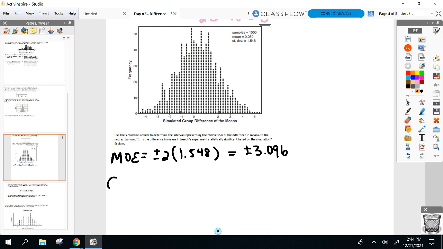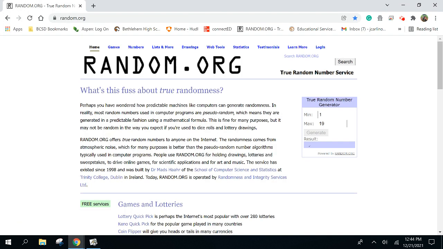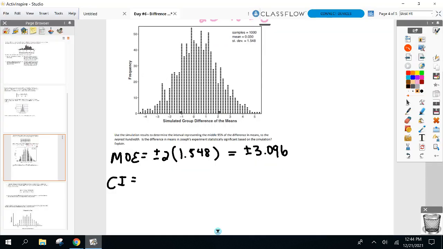Go ahead, find your confidence interval now. What number am I going to add and subtract with the margin of error now? What number up here? 8. What number up here am I going to add and subtract to 3.096? You are going to be 0.03. Good deal.